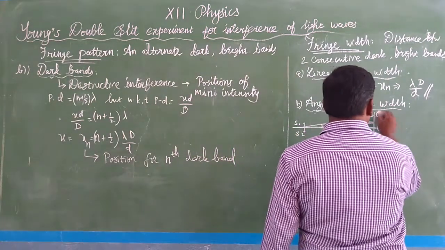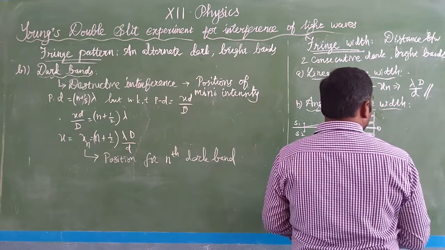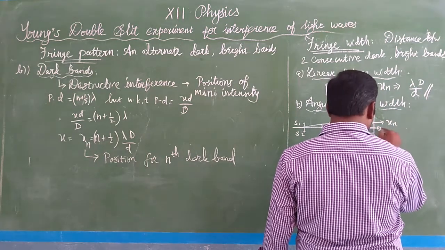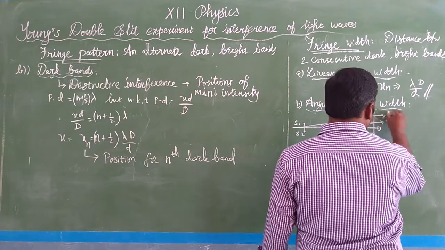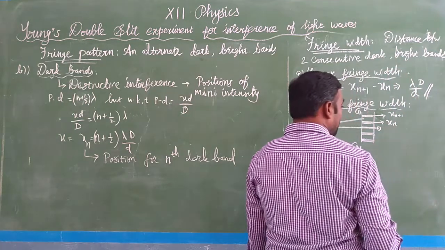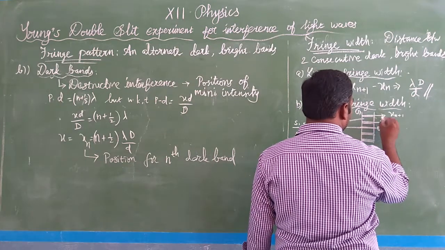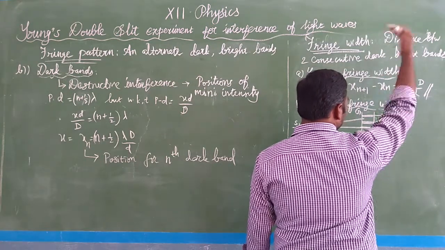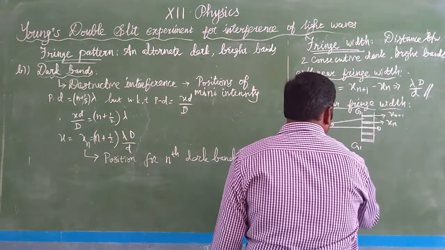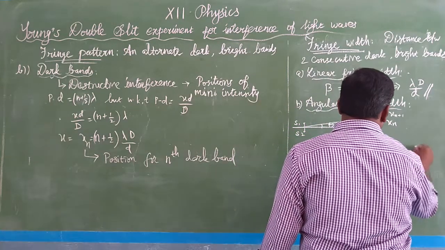Already we know this is a screen G and G dash. Suppose this is the central bright line, then the next bright lines are x(n), x(n+1), x(n+2), x(n+3), and it goes on. Similarly, the dark lines are x(n), x(n+1), x(n+2), x(n+3), going on like this. So here also the same formula applies: beta is equal to x(n+1) minus x(n), and we get the same value, lambda D by d.